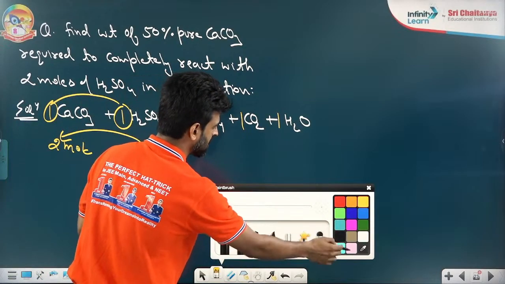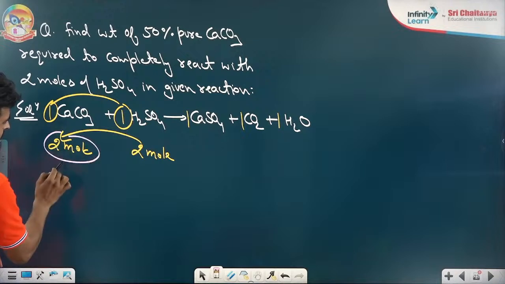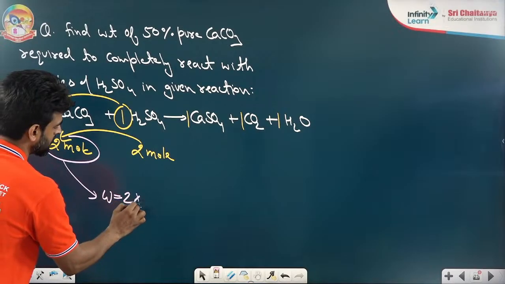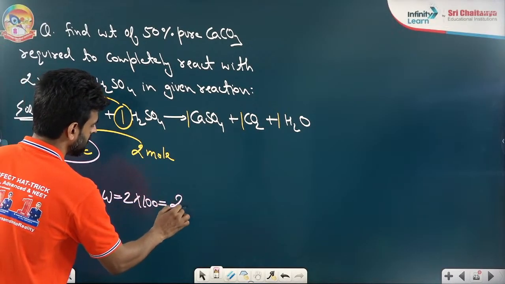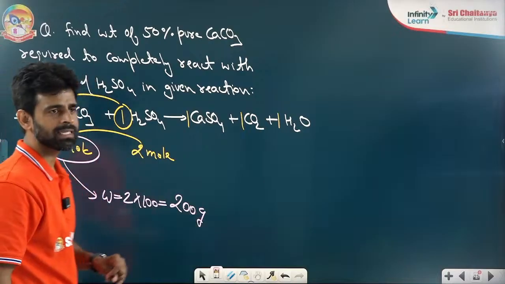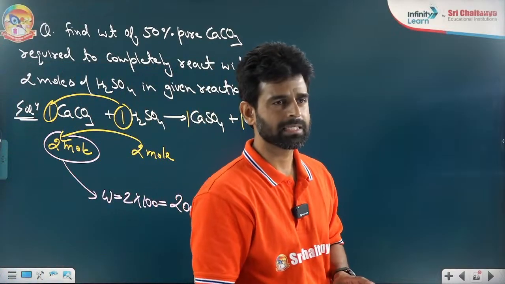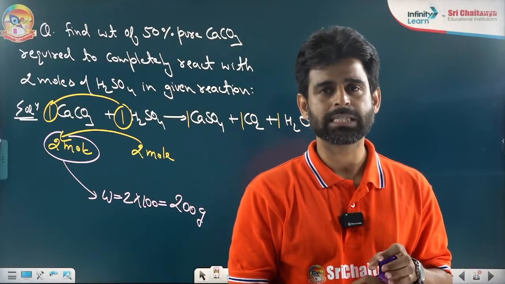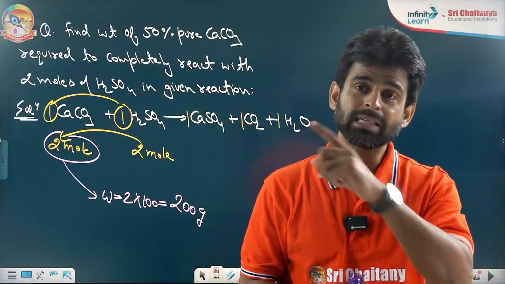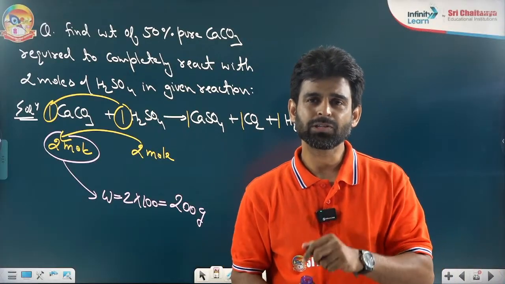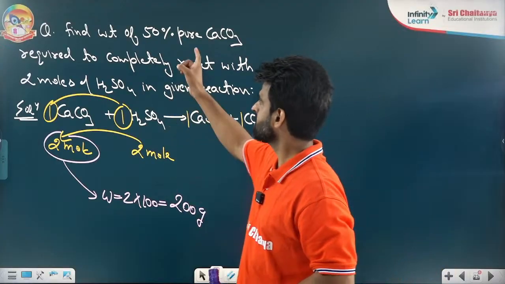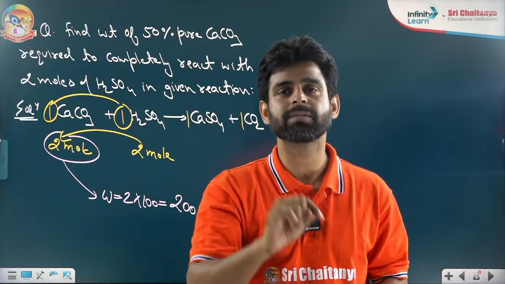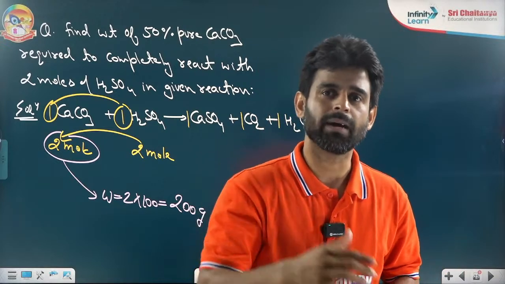Now 2 moles are given. Can you tell me how much weight, beta? 2 moles of CaCO3 means it is very easy to find how much weight I need. 2 into 100, so actually I need 200 gram of CaCO3, right? But now look at the question carefully. The question says the CaCO3 you are buying from the market is only pure how much? 50%. So from the market, how much should you buy?